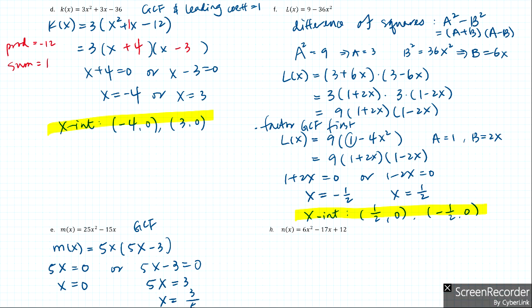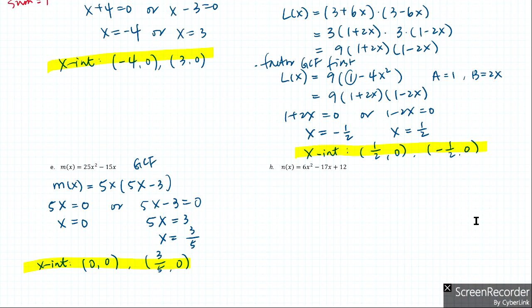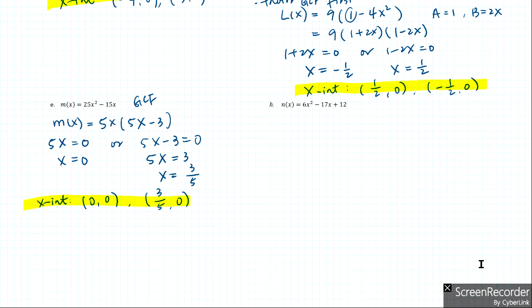And last but not least, part H over here, we have n of x being 6x squared minus 17x plus 12. This is a case where we recognize there's no GCF because 17 is prime. That leaves us, again, trying the AC method first. If the AC method doesn't work, we'll have to do the quadratic formula. But let's try the AC method first.